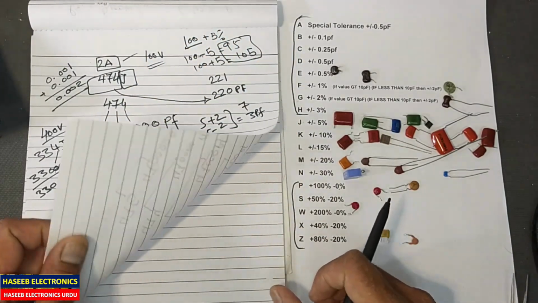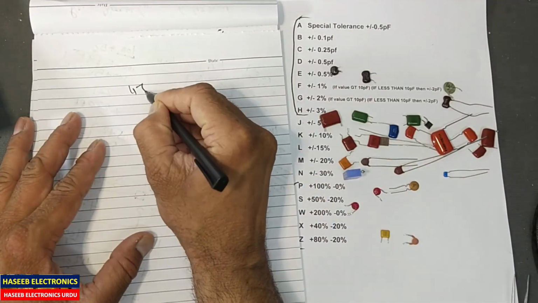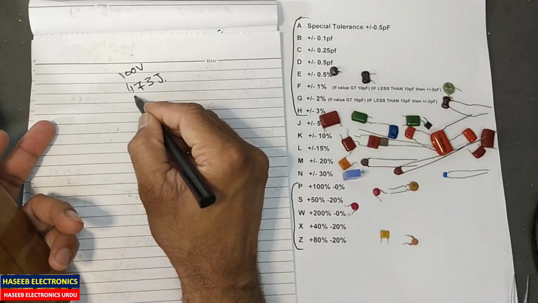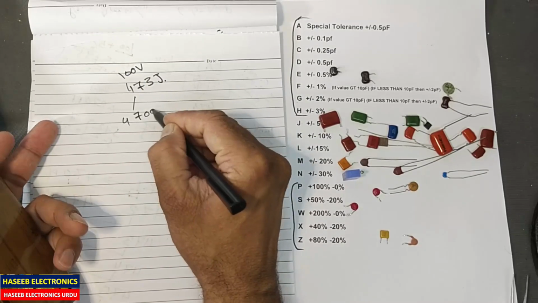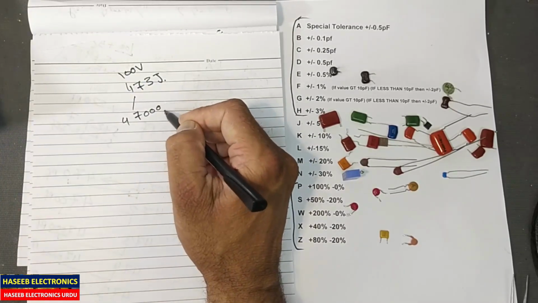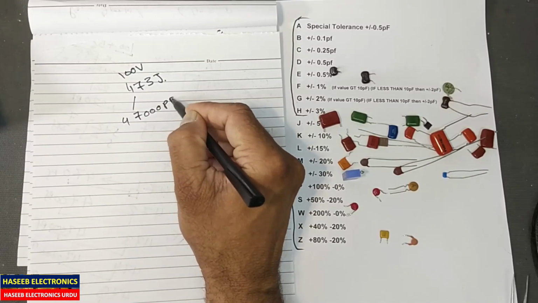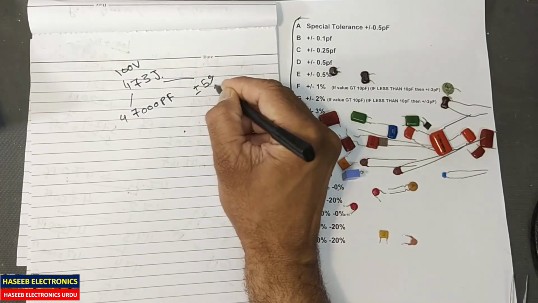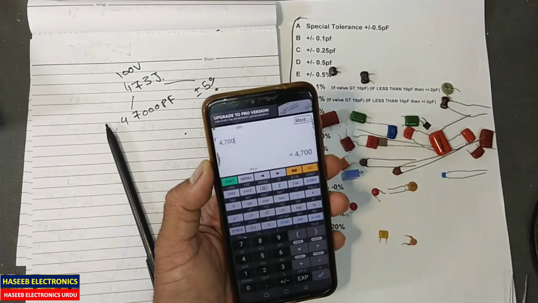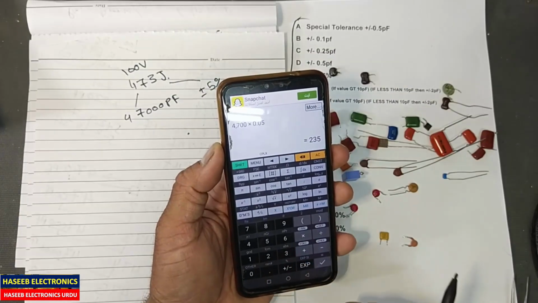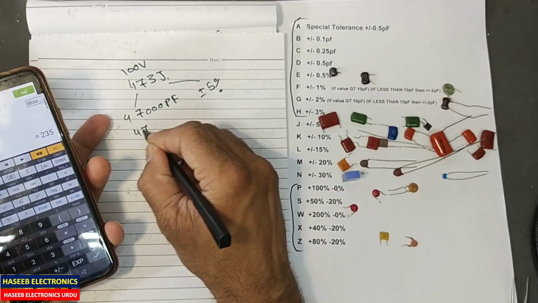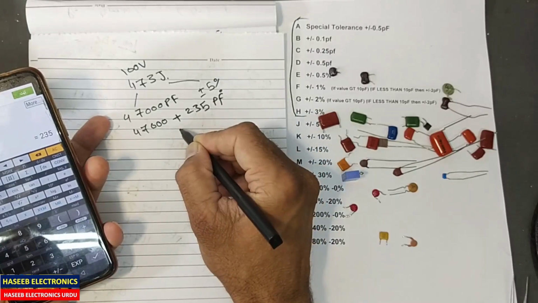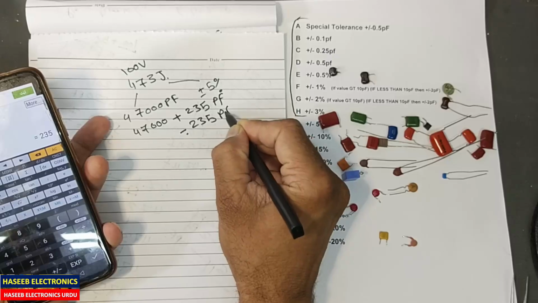Let's see one capacitor here. For example, this is 473J, 100 volt. That means 4, 7, 3 and then the letter J. It is in picofarad, and then J. J is plus minus 5%. 47000 multiplied by 0.05 is 2350, so the tolerance is 2350 picofarad, plus or minus.